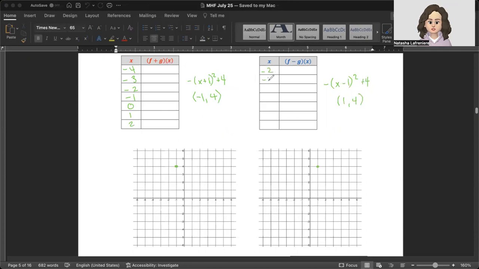Okay, so negative 2, negative 1, 0, 1, 2, 3, 4. Throw it into this and you will get negative 5, 0, 3, 4, 3, 0, negative 5. And so that'll give you all of these beautiful points. It goes right here. And then negative 4 is negative 5. And 2 is negative 5.